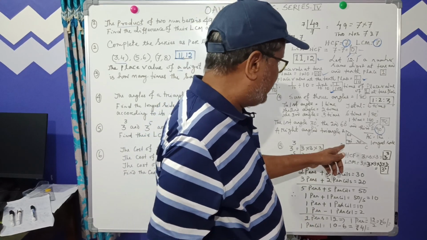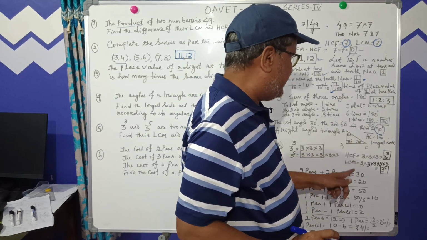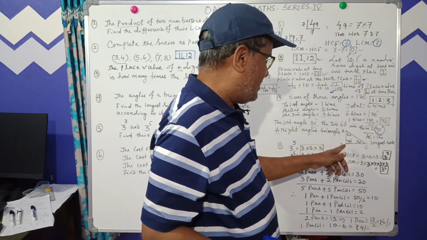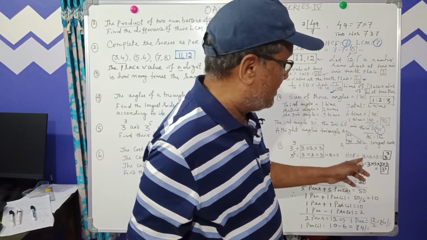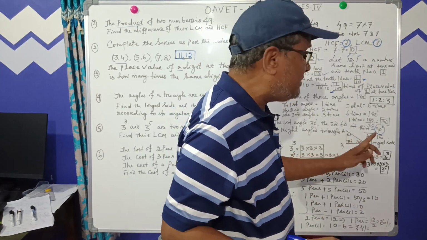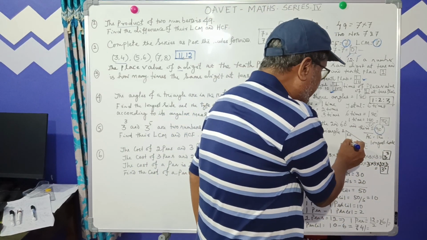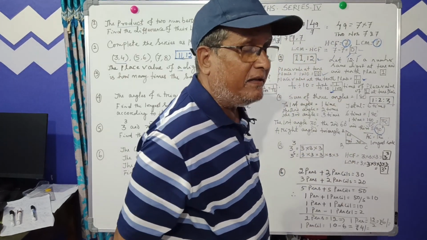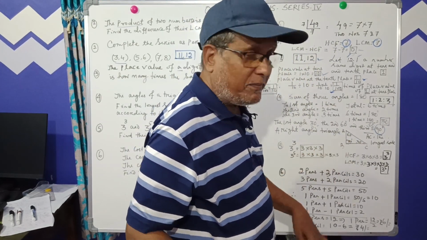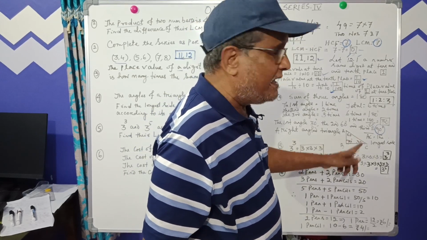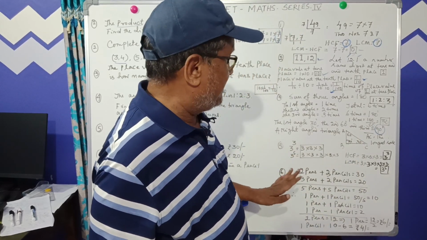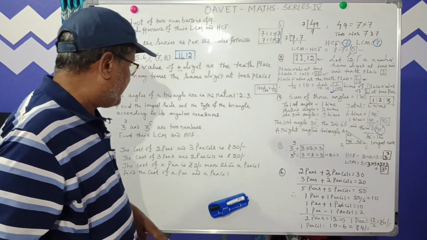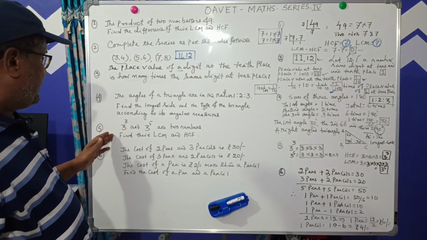And you see AC is opposite to the largest measure of the angle. So AC is the longest side because 90 is greater than 60 and greater than 30. So the side opposite to the greater angle is the longest side. Please remember it.